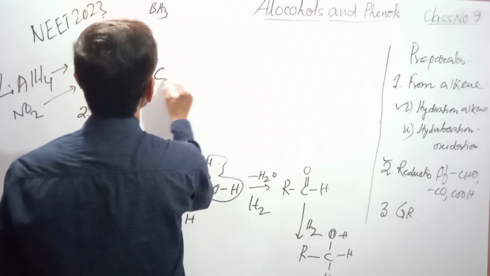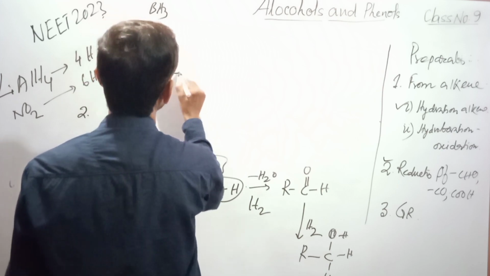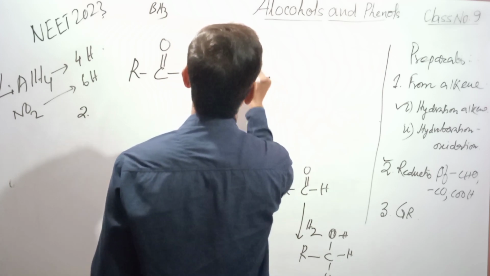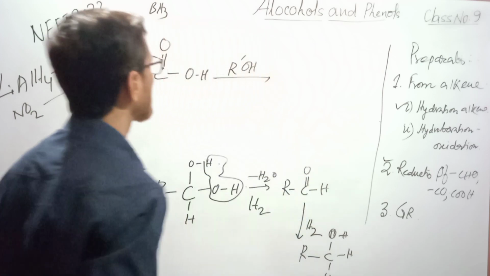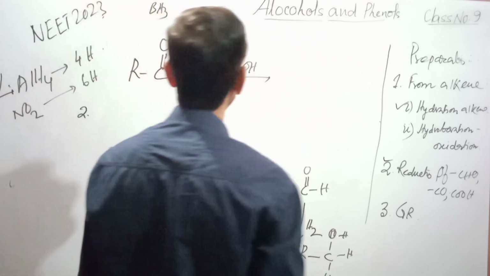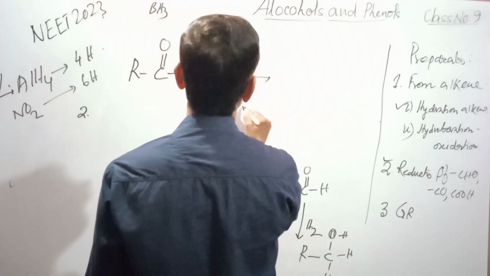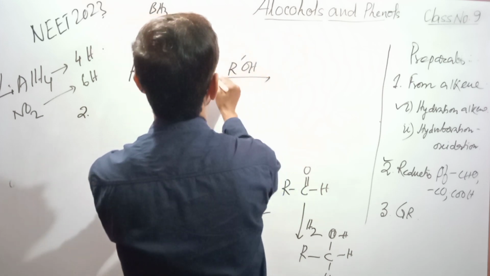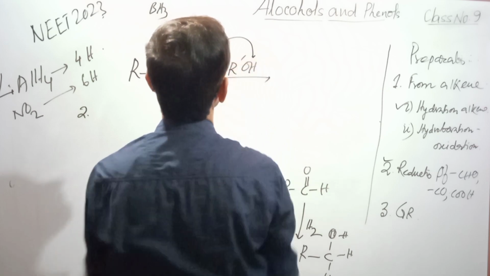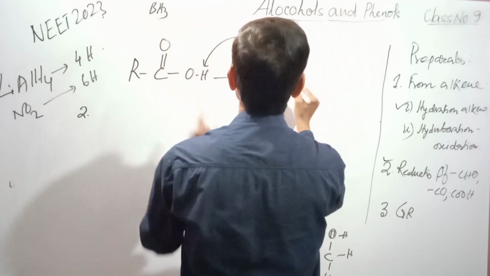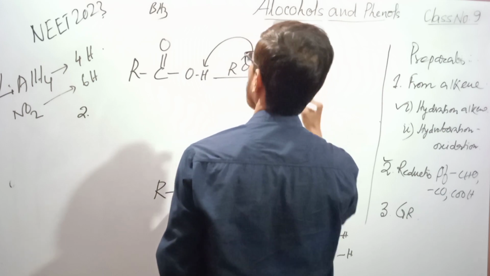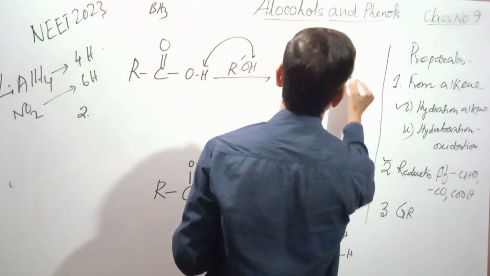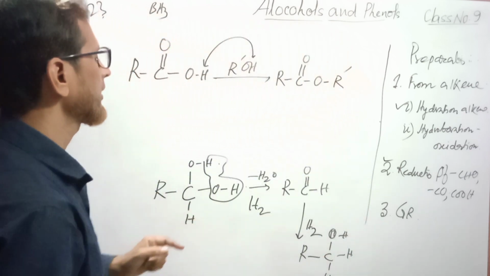So you see RC double bond O OH. Do one thing: add R dash OH, an alcohol. What you get here is, you reverse it, OHR. From this OH and H, I am not getting water, so water will be removed, released, and what you get is ester. Am I right?